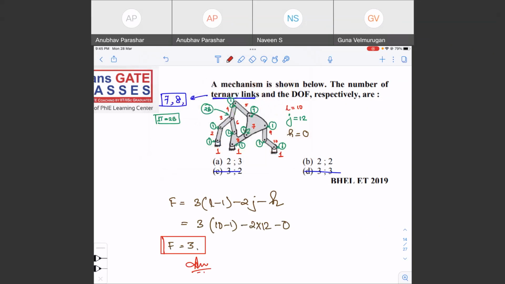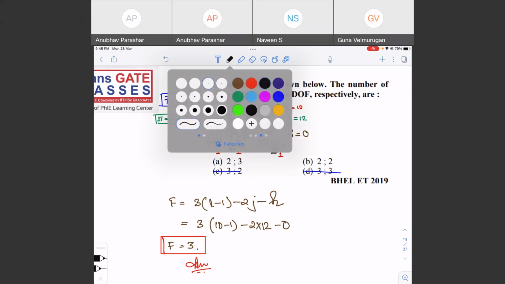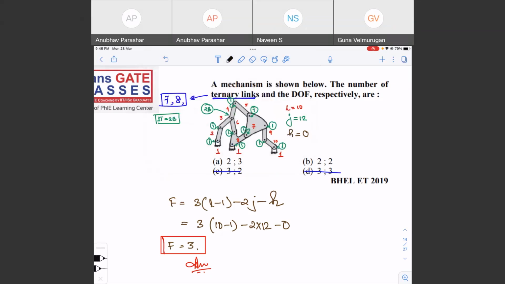So see, this is one of the tough questions. I have addressed everything. We have addressed what a binary joint is, what a binary or ternary link is, and degree of freedom. Okay, so this satisfies your concern. If you can solve this question and you're comfortable with it, I don't think you should have any problem with degree of freedom questions, right?